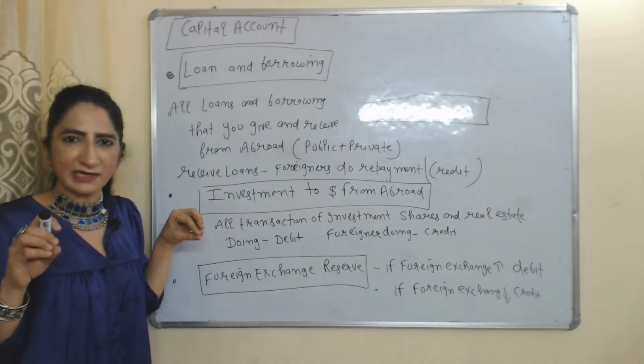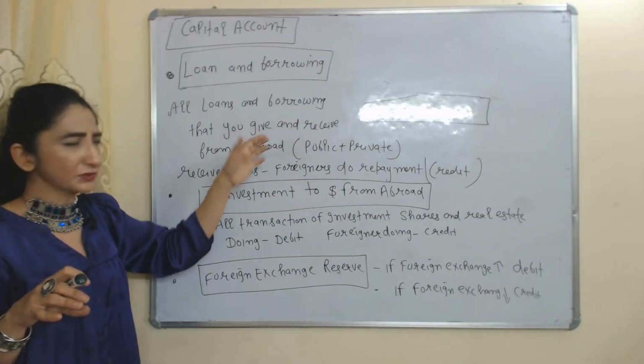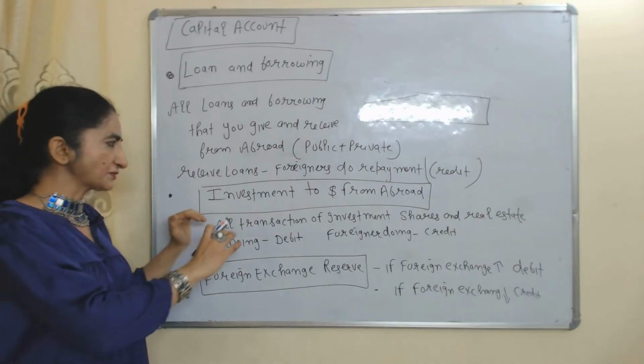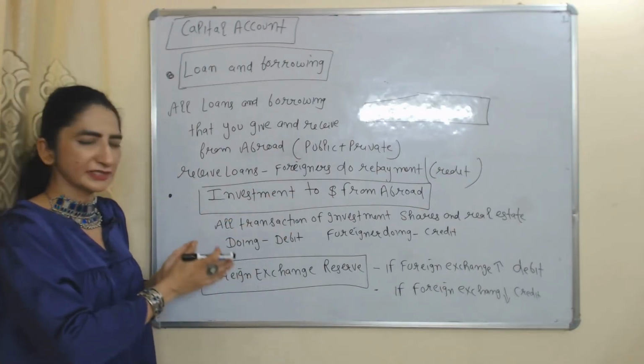Now we see the capital account. Capital account includes loans and borrowing, investment to and from abroad, and foreign exchange reserves.